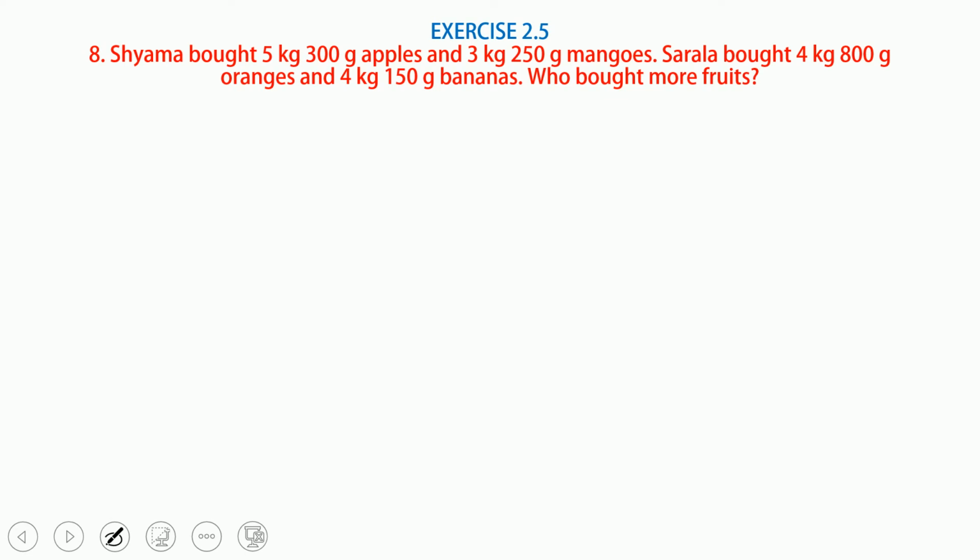Here Shama bought 5 kg 300 gram apples and 3 kg 250 gram mangoes. Sarla bought 4 kg 800 gram oranges and 4 kg 150 gram bananas. Who brought more fruits? Now first, the fruits brought by Shama. Shama's total fruit brought.